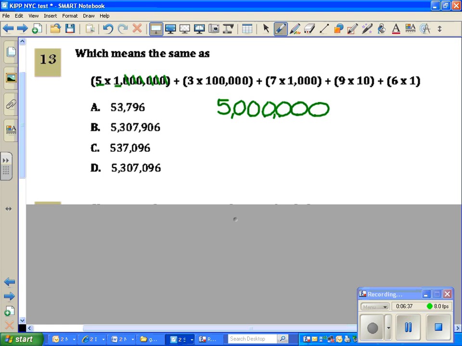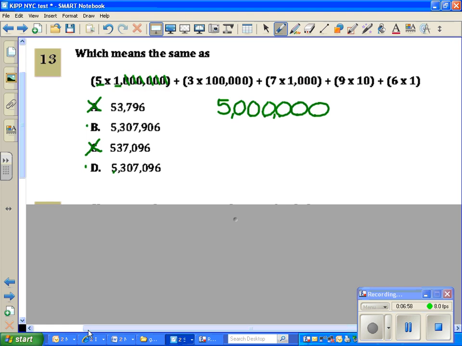So I'm going to cross out choice A because that's only 53,000. And I'm going to cross out choice C because it's 537,000. I need at least 5 million. And I look at choice B and it has a 5 in the millions place. And I look at choice D and it too has a 5 in the millions place. So I'm going to keep going.